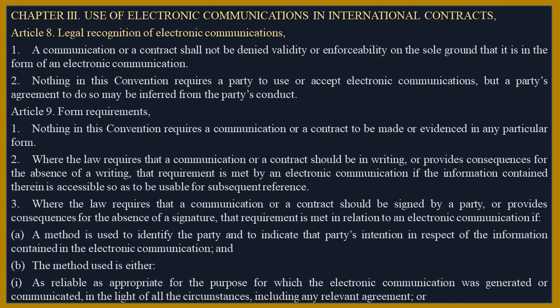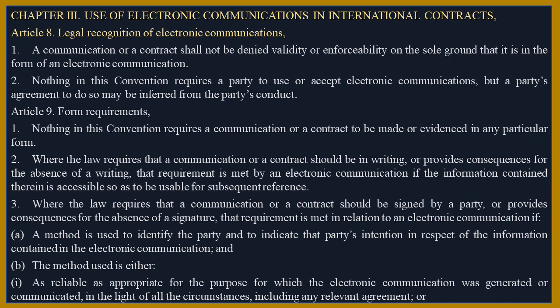Article 9. Form requirements. 1. Nothing in this convention requires a communication or a contract to be made or evidenced in any particular form. 2. Where the law requires that a communication or a contract should be in writing, or provides consequences for the absence of a writing, that requirement is met by an electronic communication if the information contained therein is accessible so as to be usable for subsequent reference.